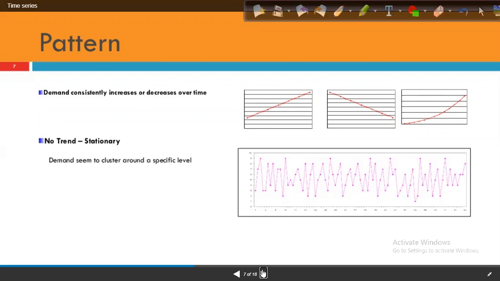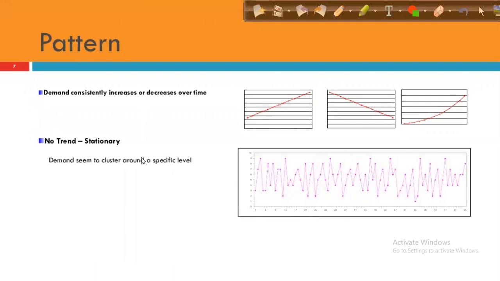In the case of trend, the demand consistently increases or decreases over time. When the price increases, often the demand can fall down. And in stationary data, the demand seems to cluster around a specific level. This is called stationary, also called no trend. If you don't have a trend in your data set, we call that stationary.